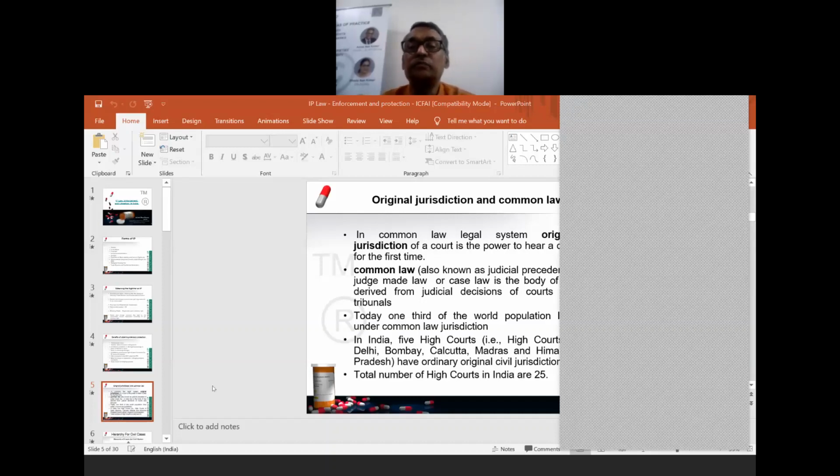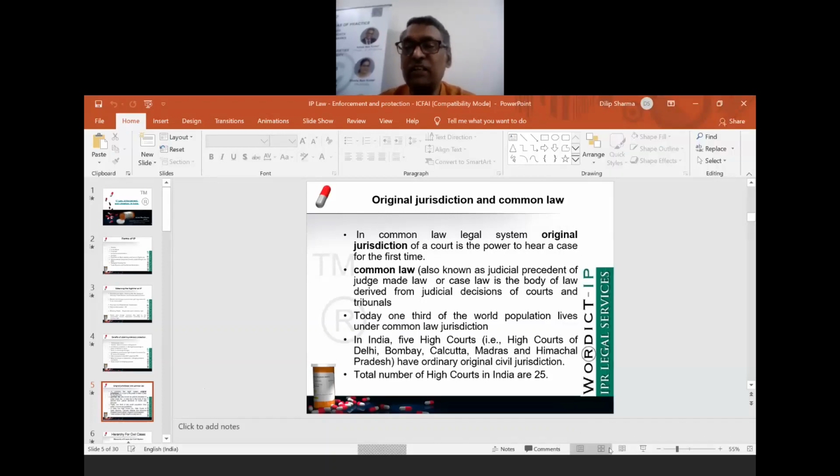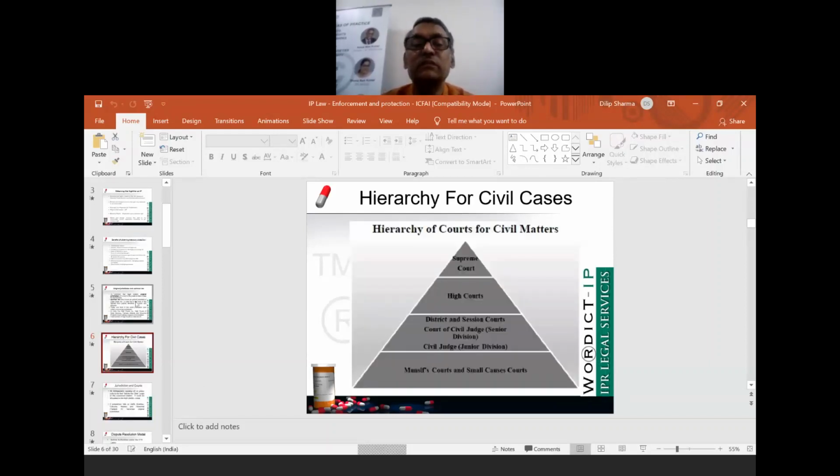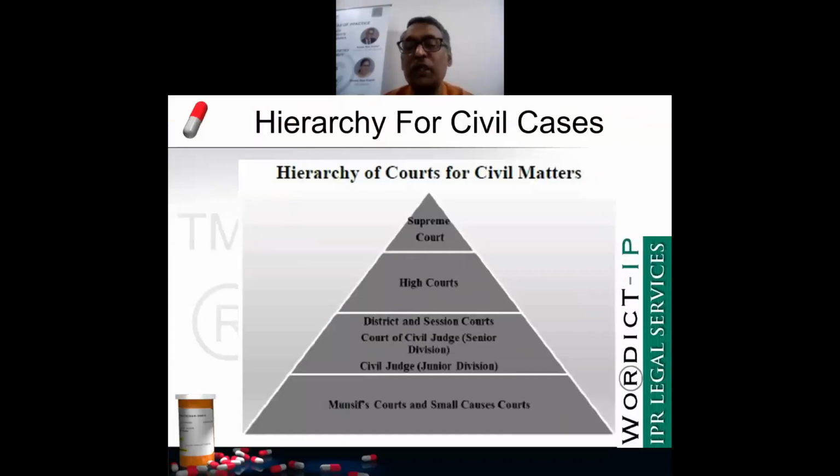Then, next slide. Okay. Now, this is the hierarchy for civil cases. You have the Munsif's Court and Small Causes Court, which does not come here. But then you have the District and Sessions Court, Court of Civil Judge Senior Division, and Civil Judge Junior Division.